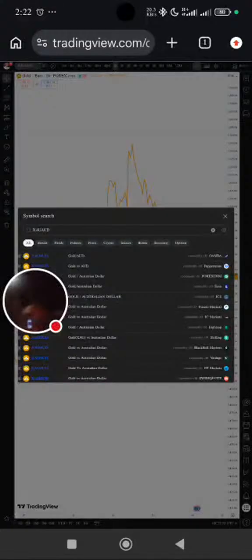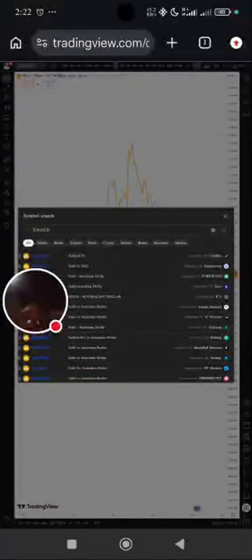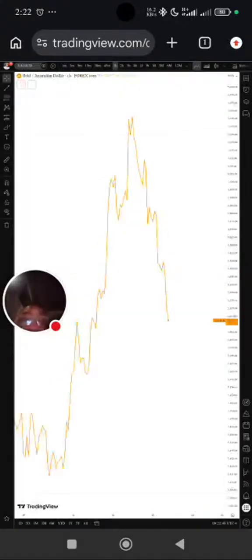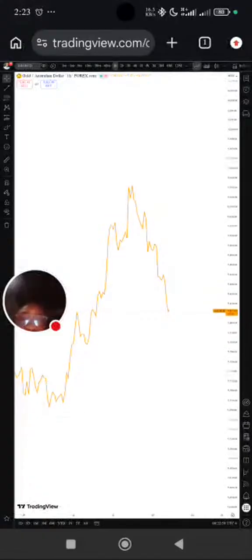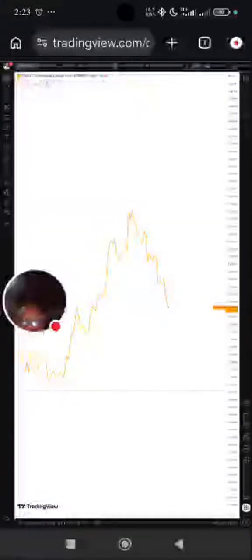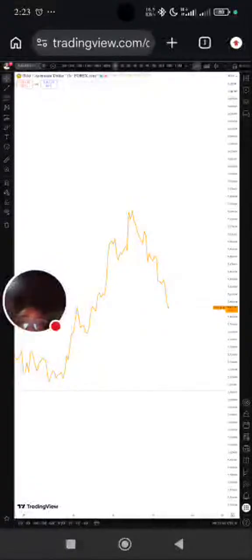So not that they are not good, not that Oanda is not good, but I prefer forex.com. So I'll click on forex.com, and then I will need to compare this to the second one. So I'll click on the compare symbol over here.